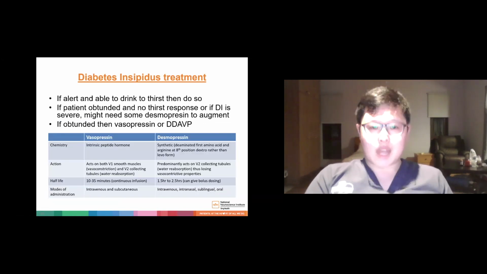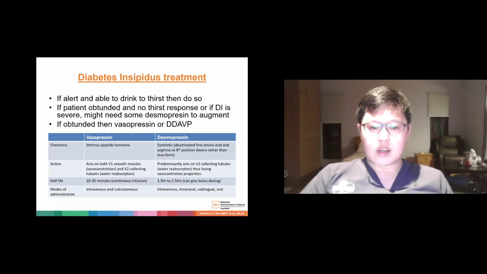So the treatment for diabetes insipidus is to drink to thirst. Most of our post-pituitary surgery patients are usually alert and able to drink to thirst, and then they should do so. However, in some patients with very severe brain injury and pituitary damage, they might be completely obtunded with no thirst response. In this case, you might need some desmopressin to treat their diabetes insipidus.